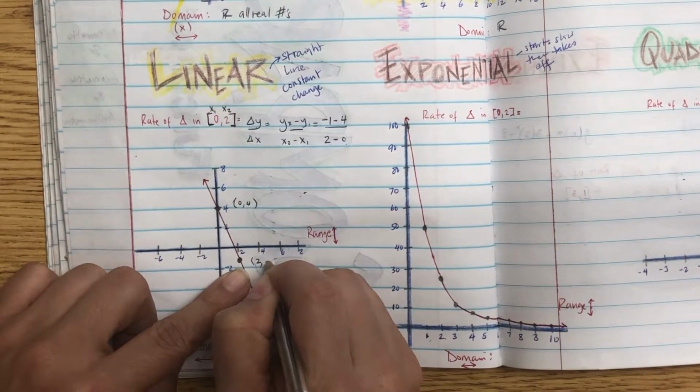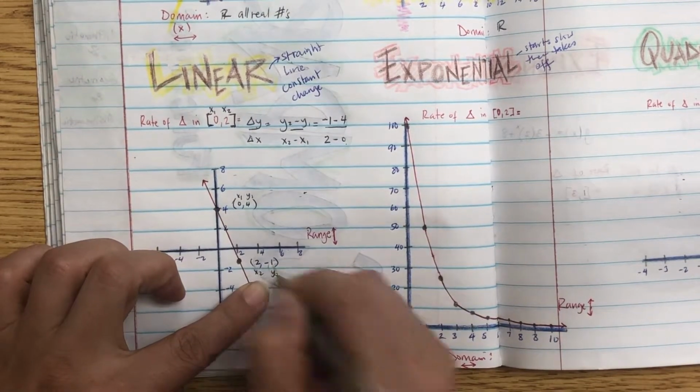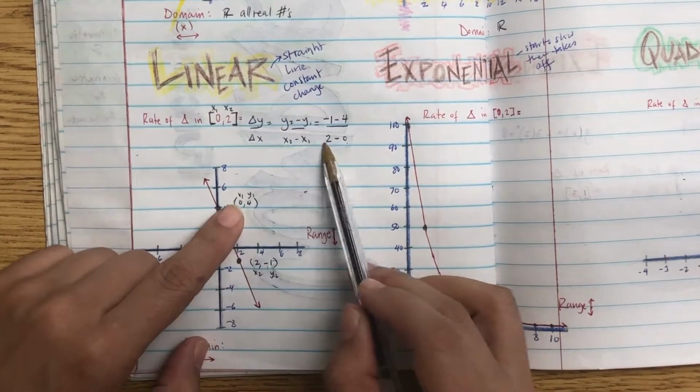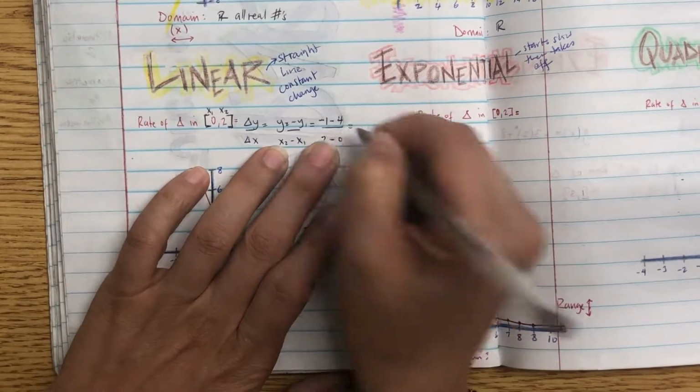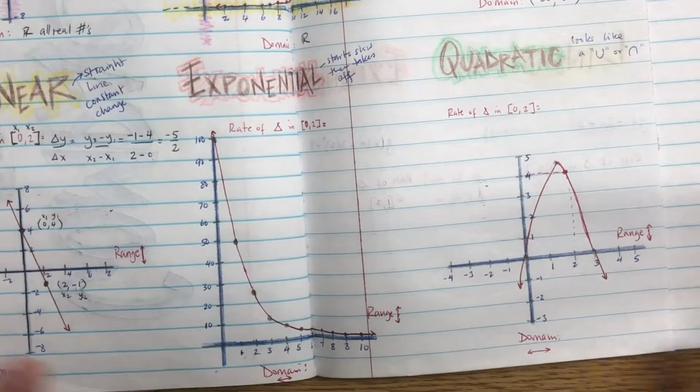So that point up there is (0, 4). This point over here is (2, negative 1). And now we're just plugging it in. So if what goes with the 2 is negative 1, what goes with the 0 is 4. And then just use a calculator, and you're going to get negative 5.2.